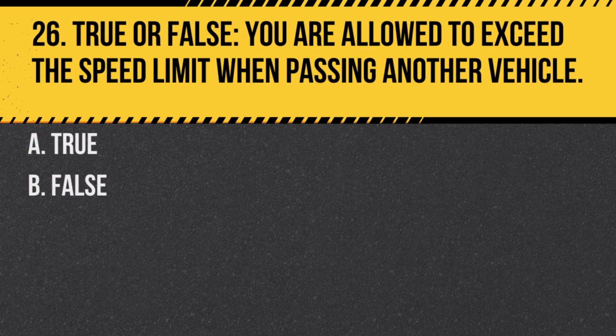Question 26. True or false? You are allowed to exceed the speed limit when passing another vehicle. A. True. B. False. Answer: B. False. You must not exceed the speed limit while passing.